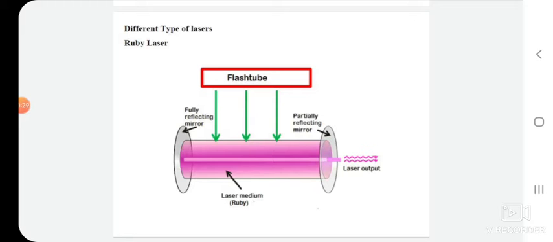Today we are going to discuss three different types of lasers. First one is the ruby laser. Second one is the HeNe laser, that is helium neon laser, and third one is the semiconductor diode laser. Okay, so let us start one by one.